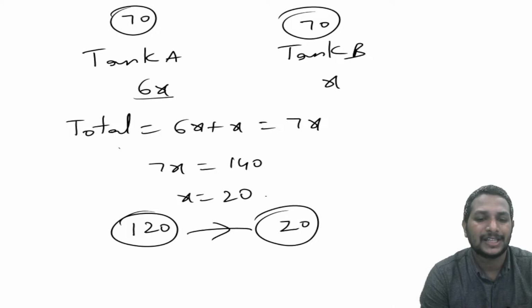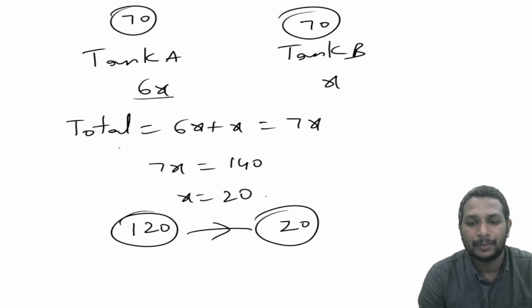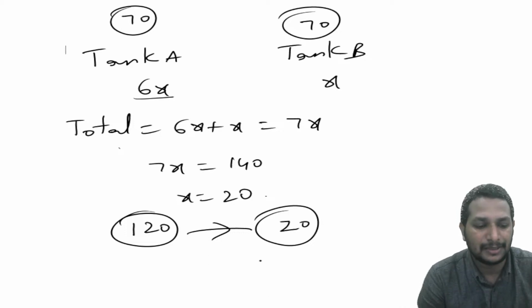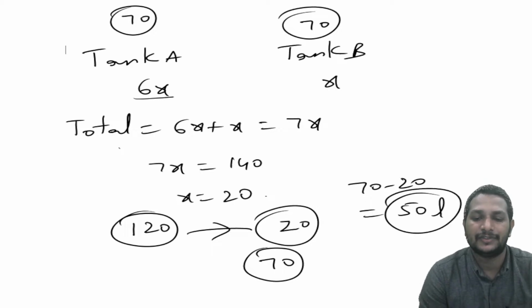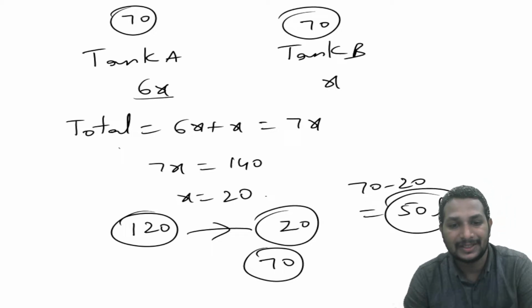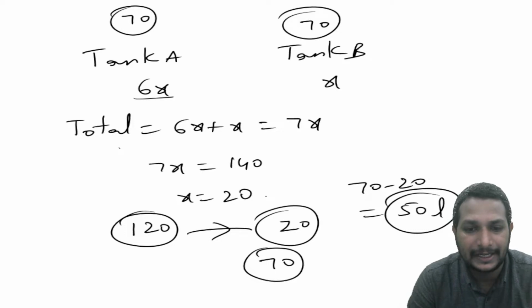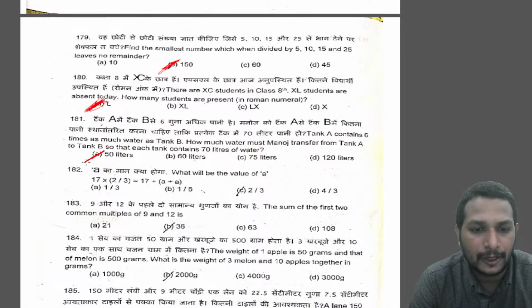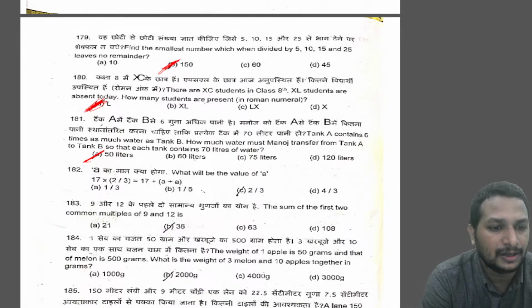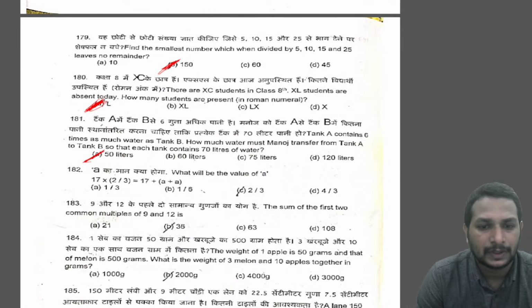How much should be transferred? Okay, that both will be having 70 liters, right? That's nothing but there has to be 70 liters in this tank. How much has to be transferred? 70 minus 20, 50 liters has to be transferred. Okay, the answer for this question is 50 liters. That's nothing but option A. Okay, let's see the next question now.